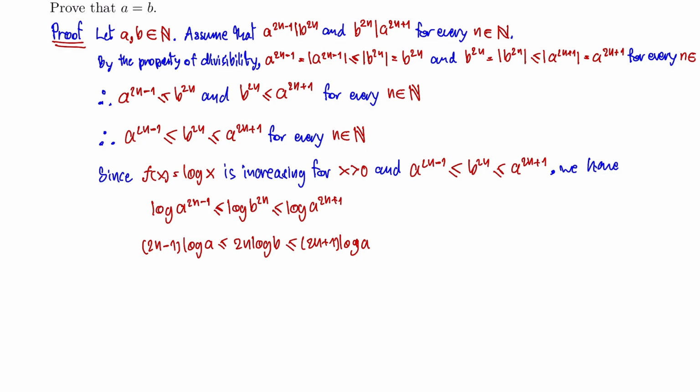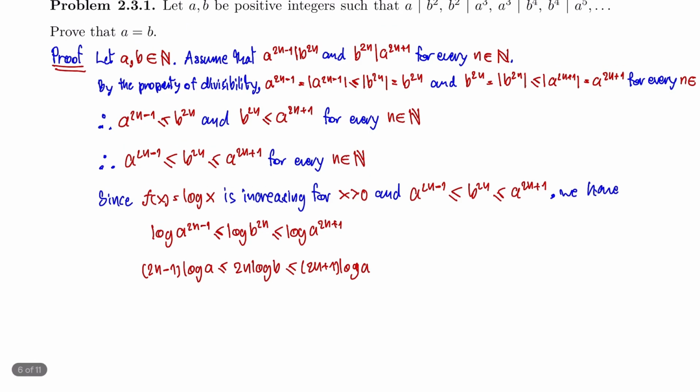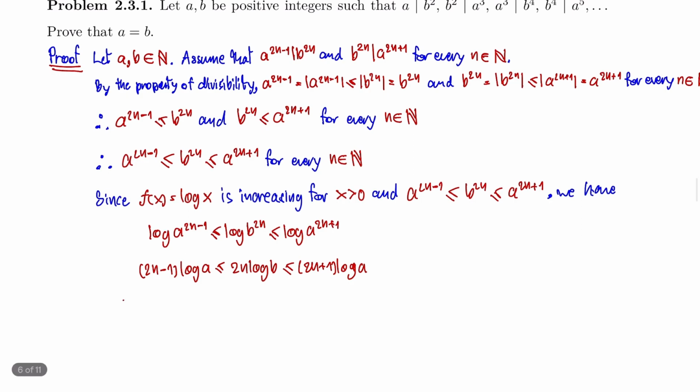Wait, can log a be 0 in this case? Okay, if you divide, if a is 1, here's what happens. When a is 1, log a is 0. So now we want to divide by log a, okay, multiply by 1 over log a.